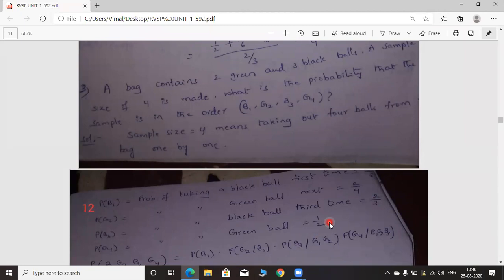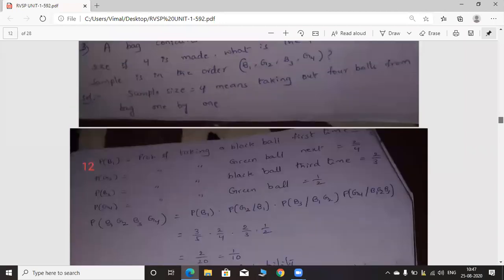Initially the denominator is 5 because we have 5 balls in the bag. Next, after picking the first ball, we have 4 balls in the bag. After picking the second ball, we have 3 balls in the bag. After picking the third ball, we have 2 balls in the bag. So like that we have to write the probabilities.